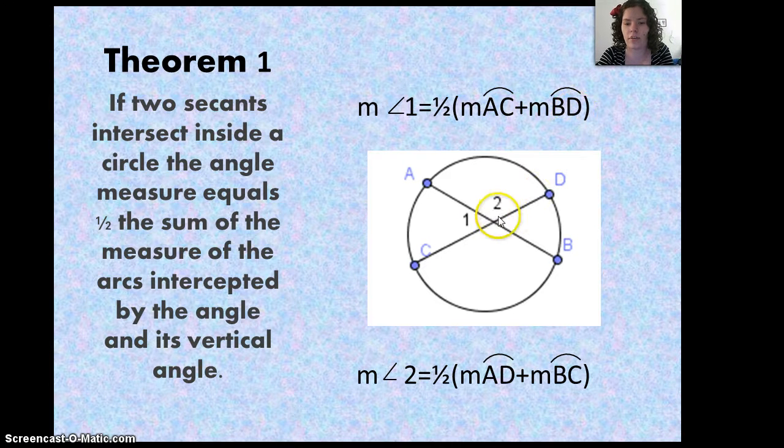If we wanted to find the measure of angle 2, it would be the same sort of idea. The measure of angle 2 equals 1/2 the measure of arc AD plus the measure of arc BC.